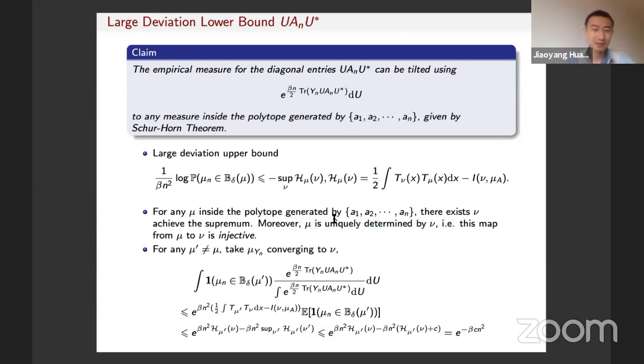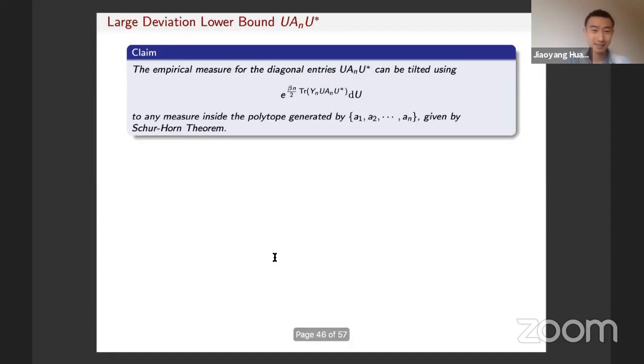If this is true, we can show that under this tilted measure, if we take the matrix Y n which converges to nu, then for any mu prime, the probability that mu n is close to mu prime is actually exponentially small. Because the whole set is compact, by a cover argument we can show this measure must concentrate around mu. Then we get the equality.